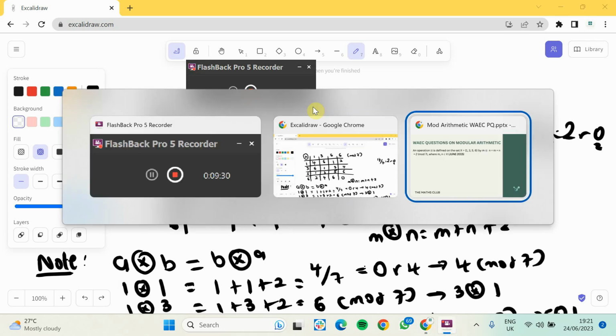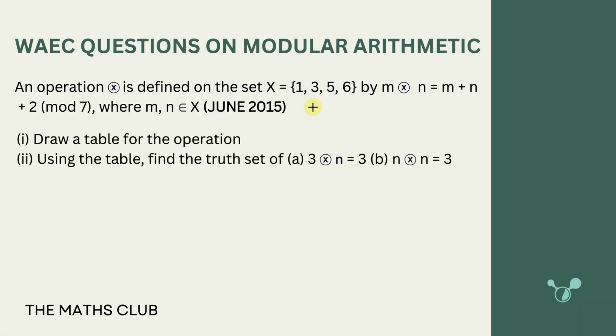Now the question also said that using the table that we created, find the truth set of 3 operator n is equal to 3. So what is that operator that when I use with 3 will give me 3?